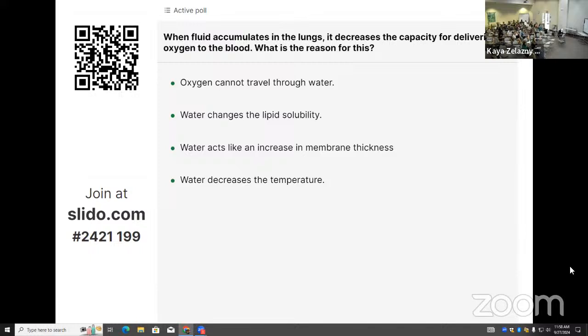Thinking about why it might be the case that when we have fluid in the lungs, oxygen is less able to get into the blood. We're thinking about this idea of simple diffusion. Which of these factors might be related to this?